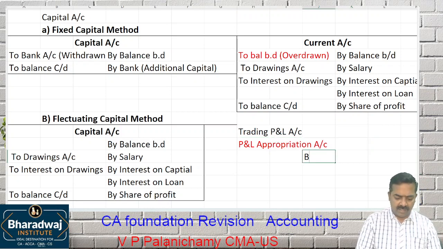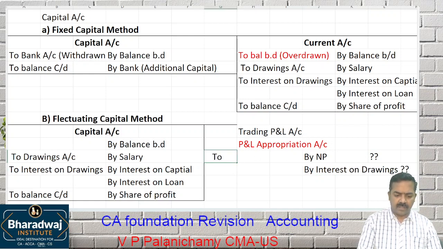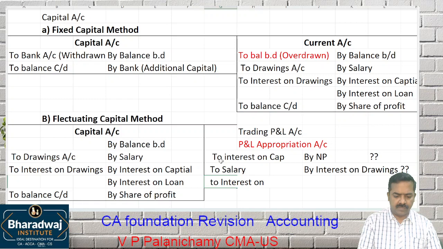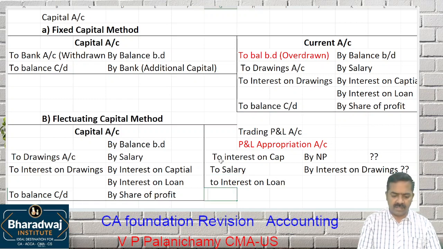Okay, maybe it will have, by net profit, credit for which one? Interest on drawings. It's an income for the firm. Then you will debit which one? Interest on capital, interest on salary, interest on loan from partner, not general interest.